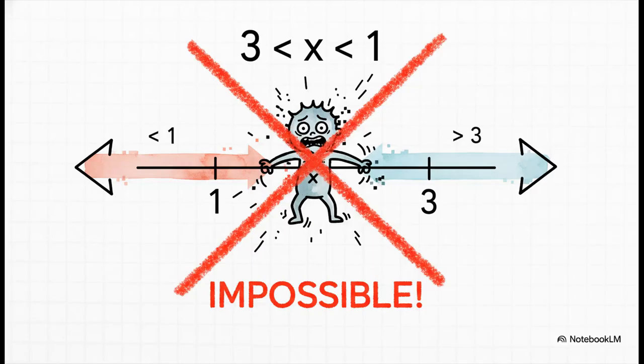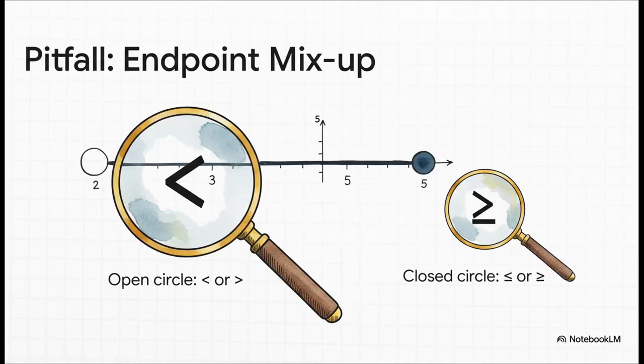Okay, now for a major pitfall. You cannot write an or statement in that compact sandwich form. You just can't. It doesn't make any sense. A statement like 3 is less than x is less than 1 would mean you're looking for a number that's somehow bigger than 3 and smaller than 1 at the exact same time. It's logically impossible.